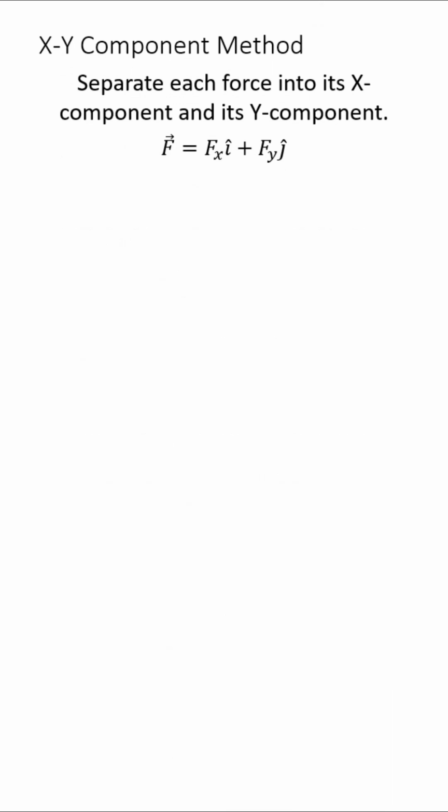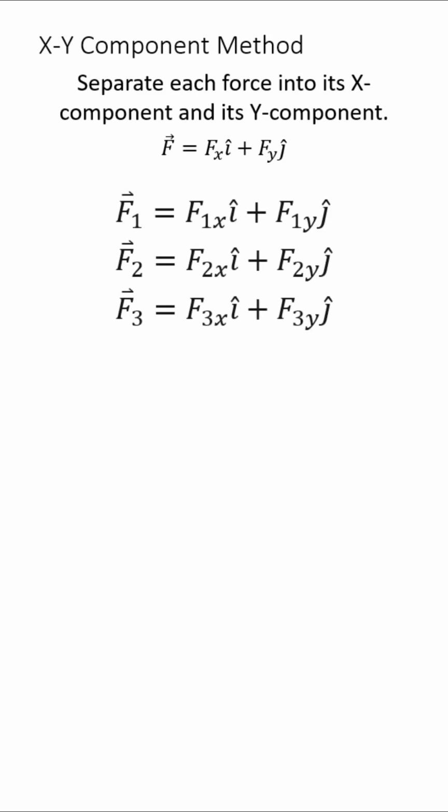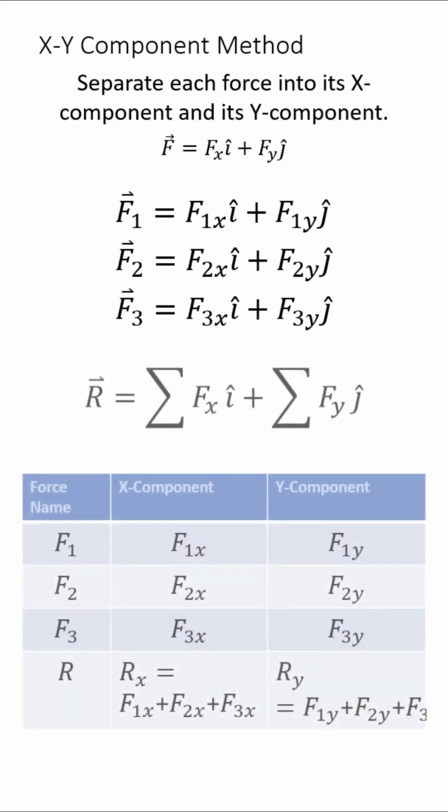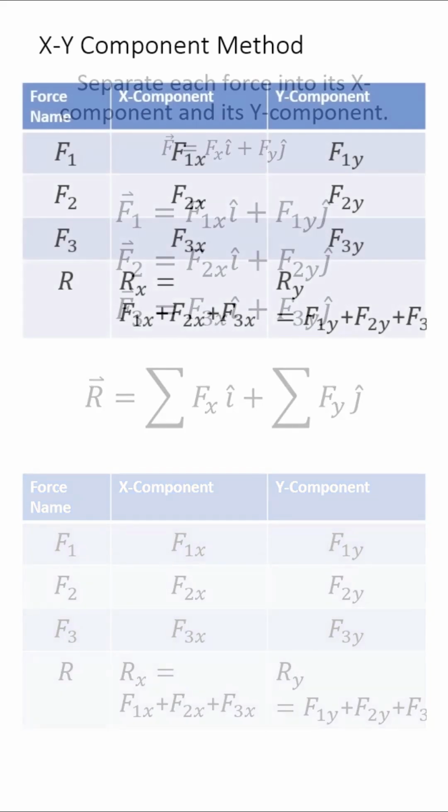You can use the xy component method for a three-force system. Just know that it's not constrained to three-force systems, which makes it arguably a little more valuable than our triangle method, right? So if we have three different force vectors, and we were able to separate each force vector into its x component and its y component, the resultant would be the summation of the x components, and that would be your x direction element, your x component of your resultant force, plus the summation of the y components in the y direction, or the j direction.